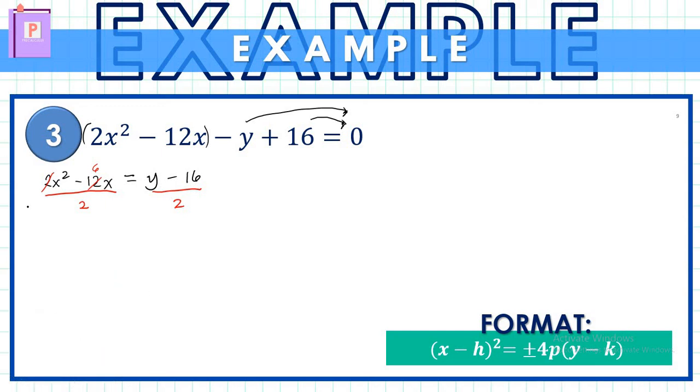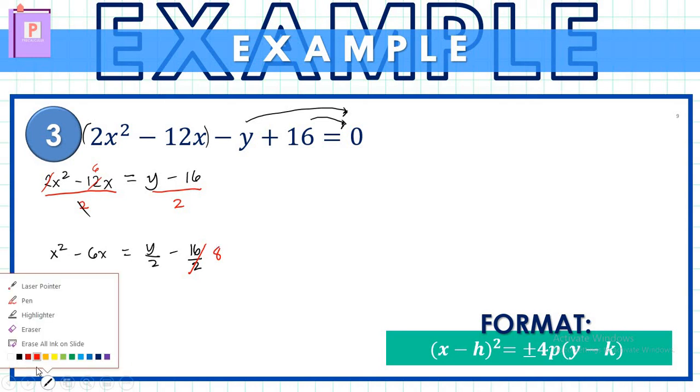So to answer this one, what's left on the left-hand side of the equation will be x squared minus 6x. The denominator will now be removed. Equals, on the right-hand side of the equation, this can also be written as y over 2 minus 16 over 2, which when simplified, 16 over 2 will become simply 8. Then since there are no more coefficients on the variable that is squared, we can now perform completing the square.